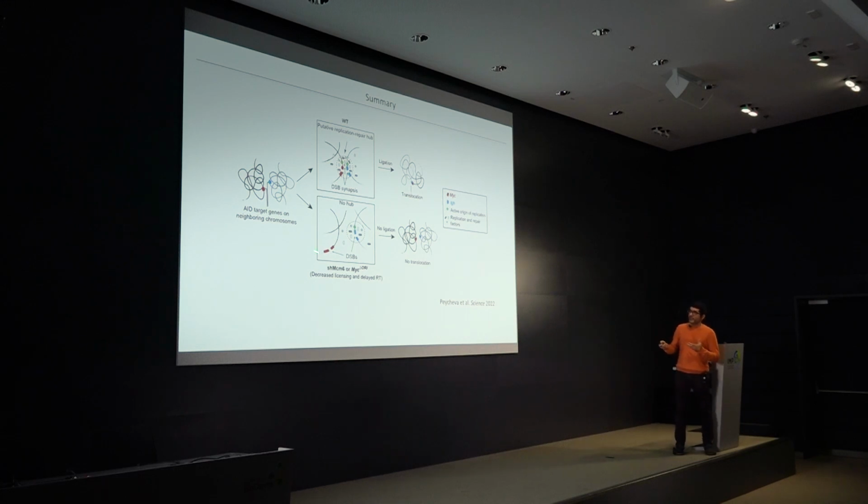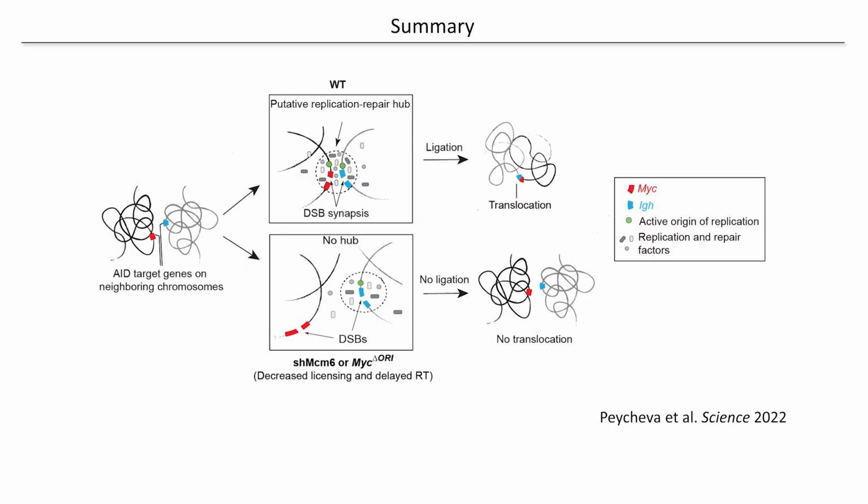But if, for whatever reason, in our case, the MCM depletion or the delta ori where we lost the origin of replication, one of the partners does not replicate at the same time, it's lost its early replication potential, then you would not have this synapsis occurring within the hub. The chances of the two DNA breaks coming together become much lower, no matter how high the break frequency is. And this would therefore then decrease the rate of translocation, as we've seen.